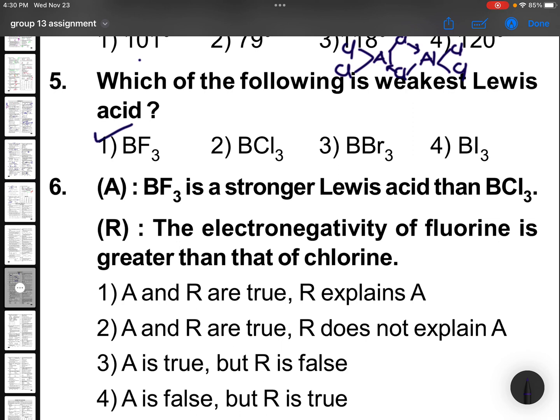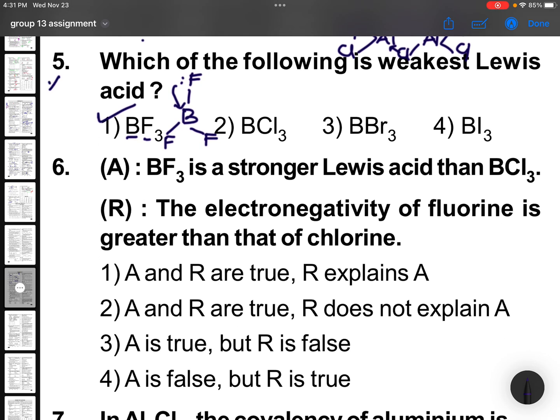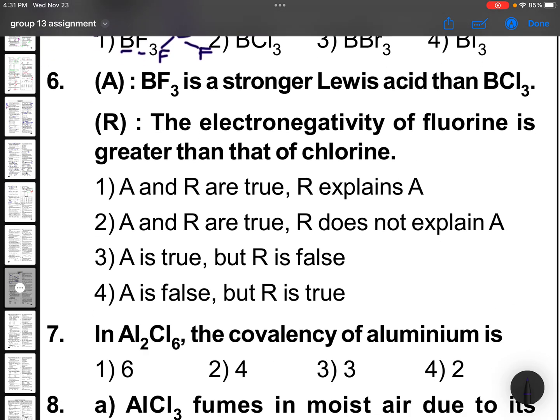Which of the following is the weakest Lewis acid? BF3, because of maximum back bonding. Here back bonding is maximum because of the similar sizes of boron and fluorine. That's why this is the weakest Lewis acid. You can definitely get this question in your JEE entrance, NEET entrance exams.